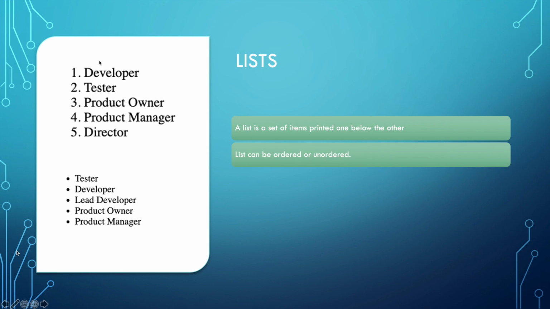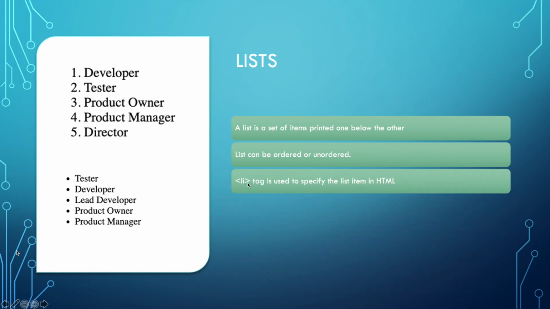On the left side, you can see there is an ordered list. So it says 1, 2, 3, 4. This is ordered. And unordered is not showing any numbers or alphabets. It is just showing a bulleted one. So this is an unordered list. To represent an item, we use the li tag. So you can see developer is an item. For that, we need to use li.